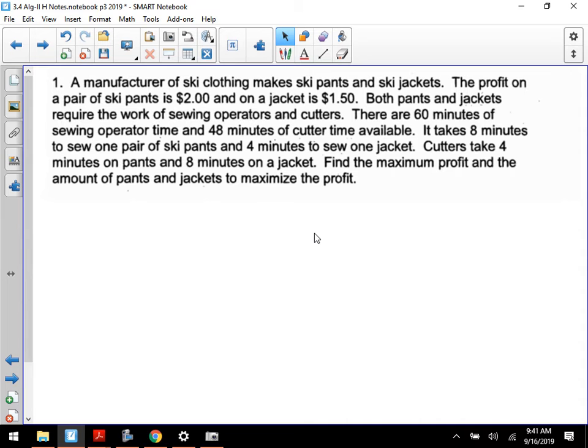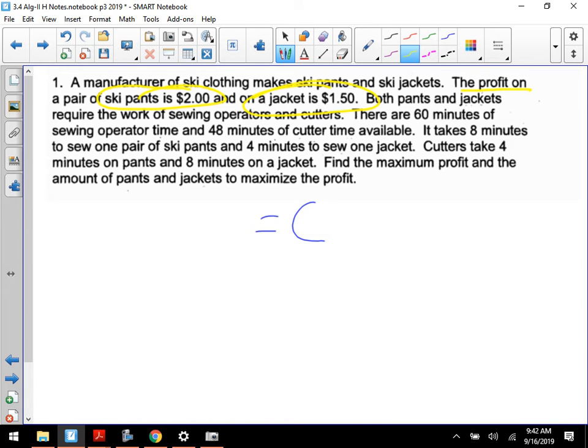First thing you always want to do here is identify your objective. You want to find the maximum profit. So, we know our objective function is going to be about profit. In this problem, it talks about profit somewhere. 2x plus 1. Yeah, exactly. Now, I like how you said x and y right away.